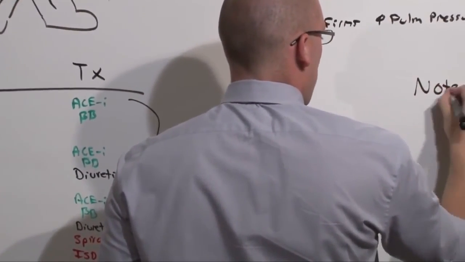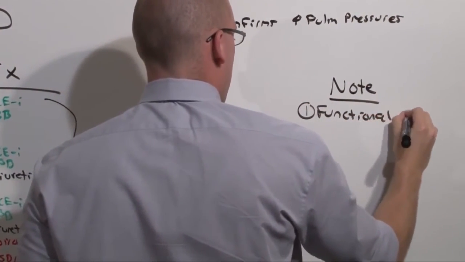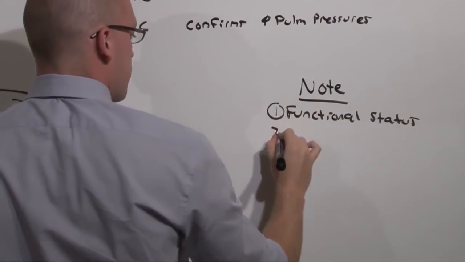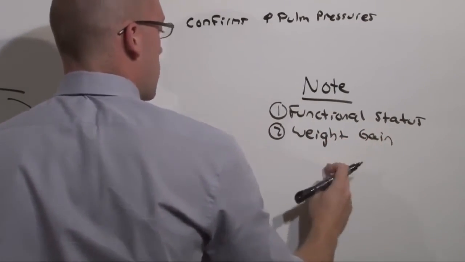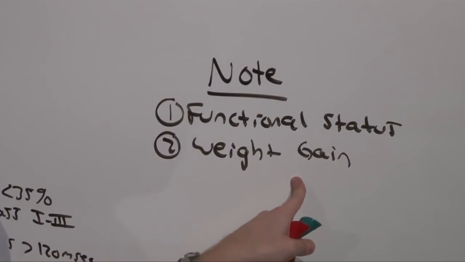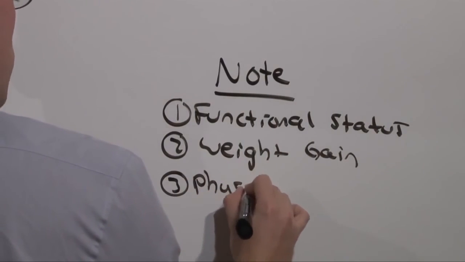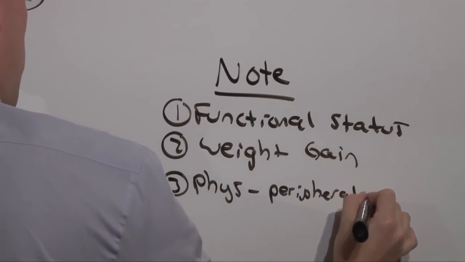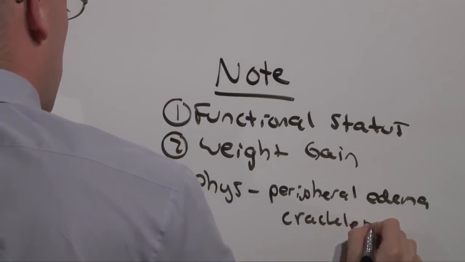What you are assessing for is their functional status. How far can they walk? How many flights of stairs can they climb? Have they had any weight gain? Because these patients are going to accumulate fluid and they're going to gain weight as a demonstration. You're going to do the physical exam, which is going to focus on fluid. You're looking for peripheral edema, pulmonary crackles, and JVD.